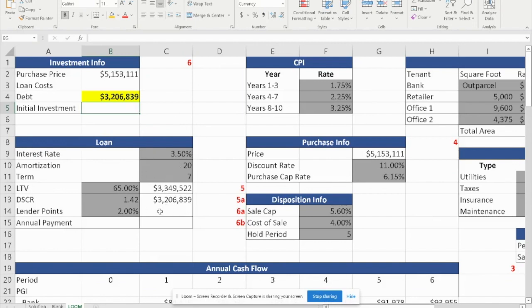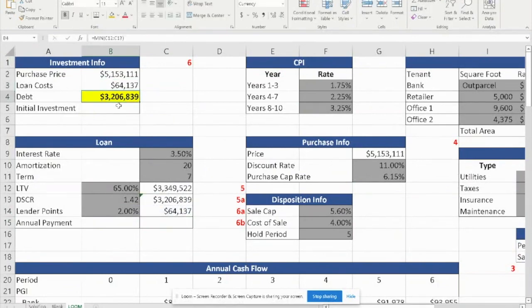With that information, now you can calculate the lender point. The lender point is going to be 2% of the debt. So it's going to be equal to 2% times the actual debt. I wouldn't use this one. I would use whatever is up here because that's your actual debt. So it's going to be $64,000. You can go ahead and bring up the loan cost up here now. So that's going to be the $64,000.